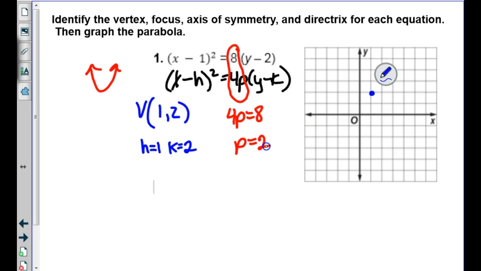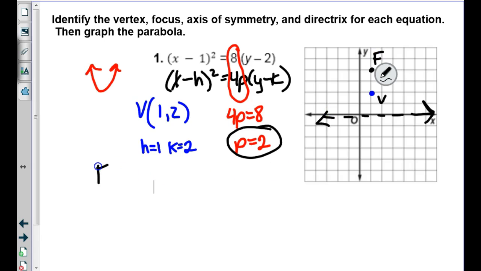P is 2. So conceptually, can anybody just tell me how far or where the focus would be? Okay, that's the recipe, which is fine. You can use the recipe. But if this is the vertex and P is 2 and it's opening up, then 2 units up should be where the focus is, and 2 units back this way should be where the directrix is.